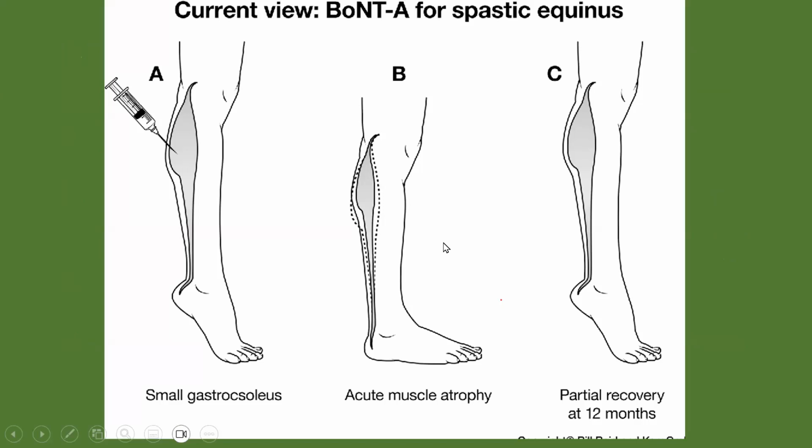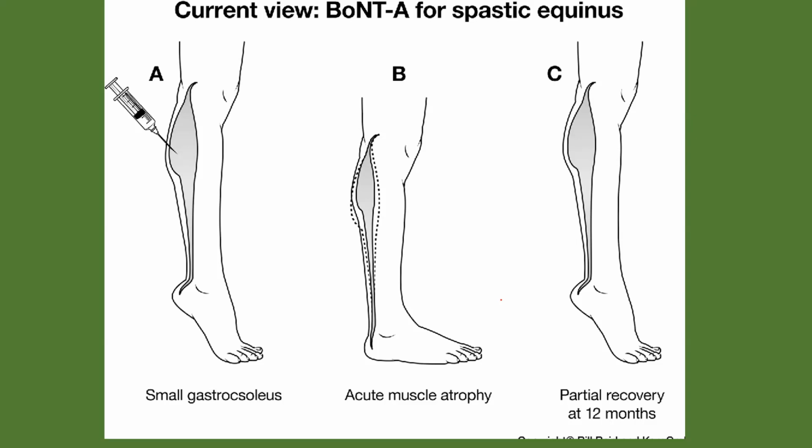This shows you how to inject the Botox. You go directly in the muscle, you inject it. And this is the response. They have partial recovery in muscles in 12 months. So you have to realize that to inject Botox, you can help in the buildup of muscles.